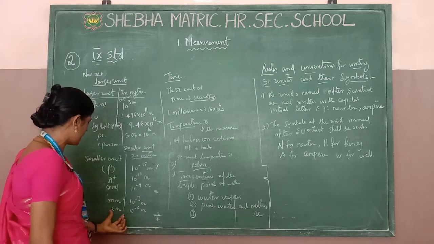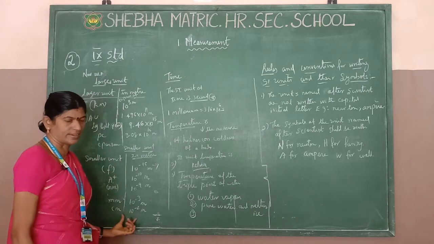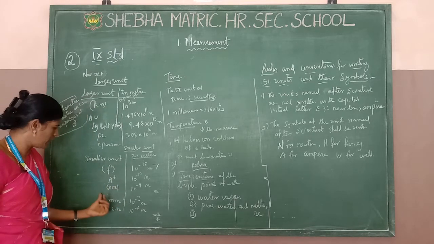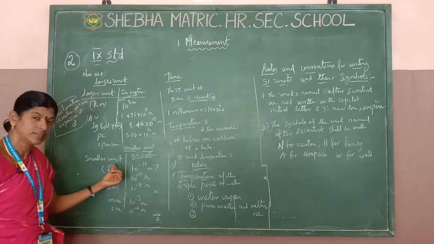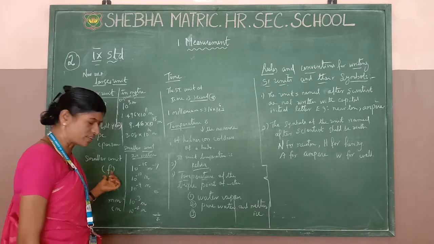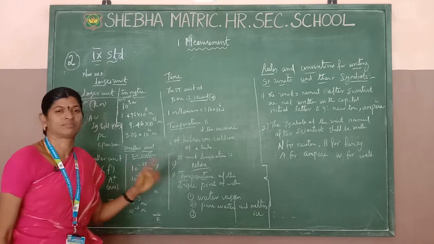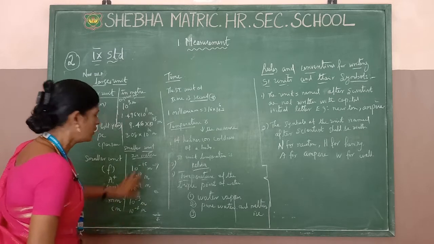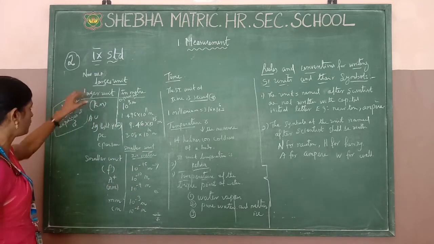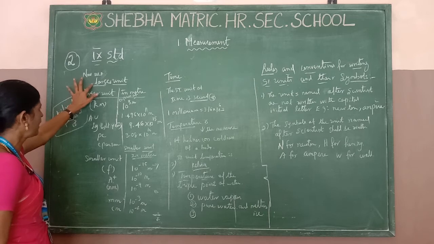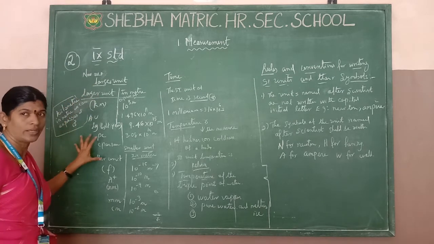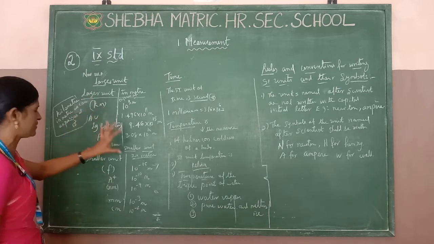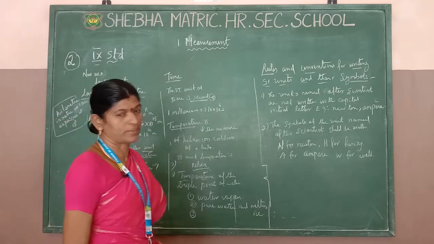Okay. Next, cm. cm means centimeter. That is a short form, 10 power of minus 2 meters. These are the short forms of the smaller units: millimeter, centimeter, nanometer, Fermi, and angstrom. It's clear. So two types of units, larger unit and smaller unit, and how they are expressed in meters.